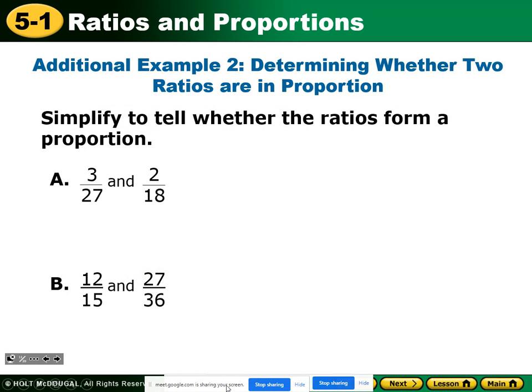Okay, so simplify to tell whether the ratios are a proportion. Now, there's 2 ways we can do this, all right? We can get them down to simplest form, and I can see that, oh, I divide by 3 over 3, that's 1/9. I divide by 2 over 2, that's 1/9. I see that they're equal then, right? If you take them down to simplest form, you'll be able to compare them.